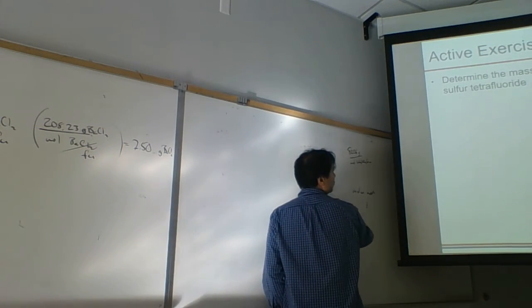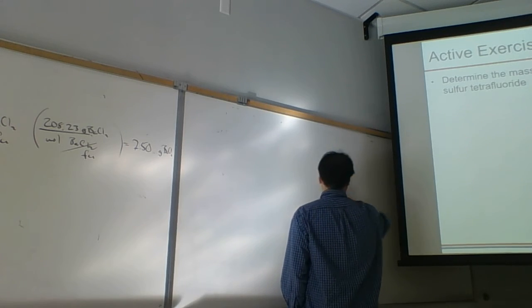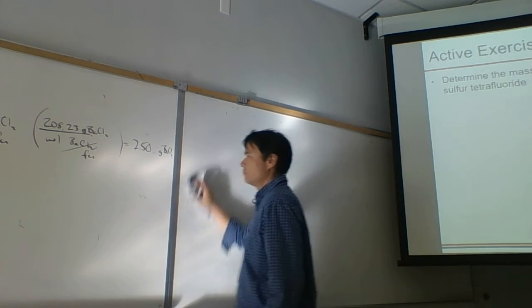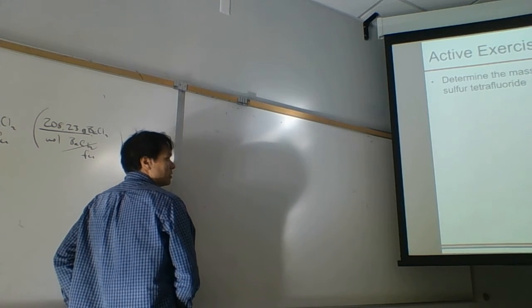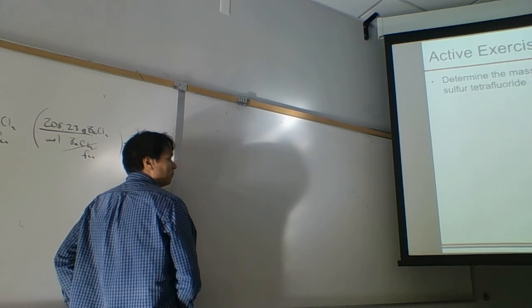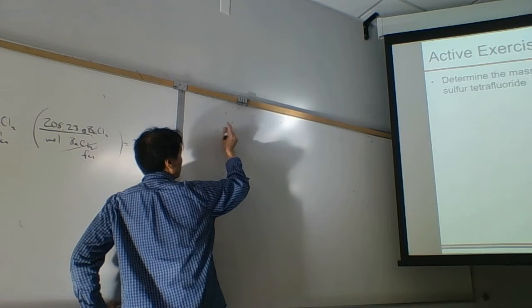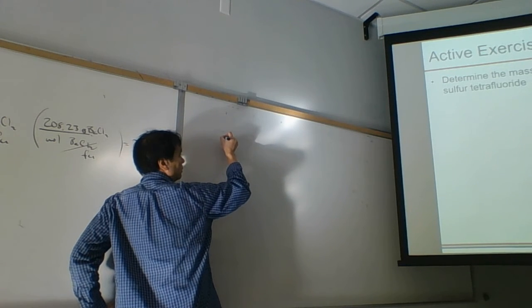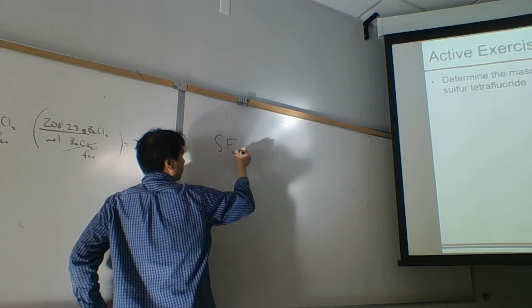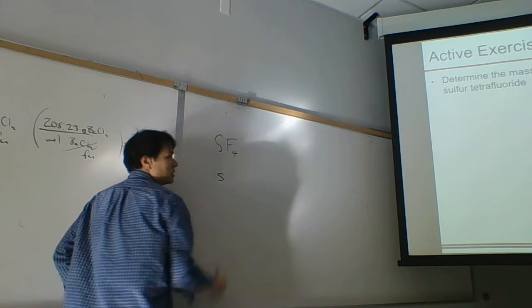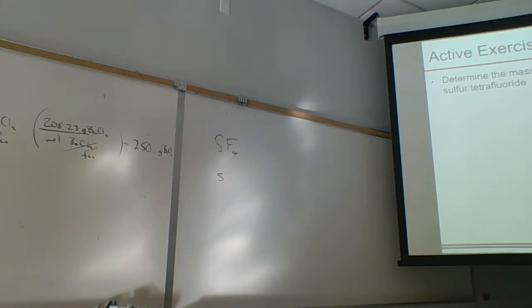3.2 times 10 to the 24th molecules of sulfur tetrafluoride. So sulfur tetrafluoride, what is that? Molecular or ionic lattice, covalent lattice? What is that? Molecular. It's molecular. And the formula? SF4. Okay, so let's take a look at sulfur first.